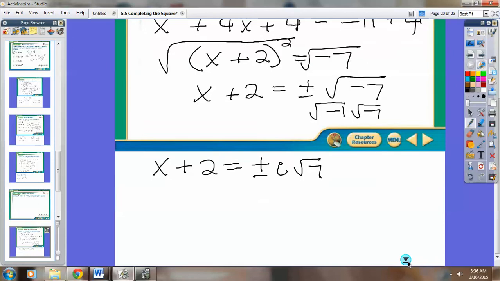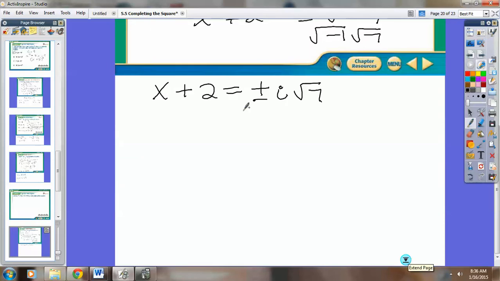Now solve for x. Don't stop here. X is not by itself. I need to subtract 2. We have negative 2 plus or minus I square root of 7.